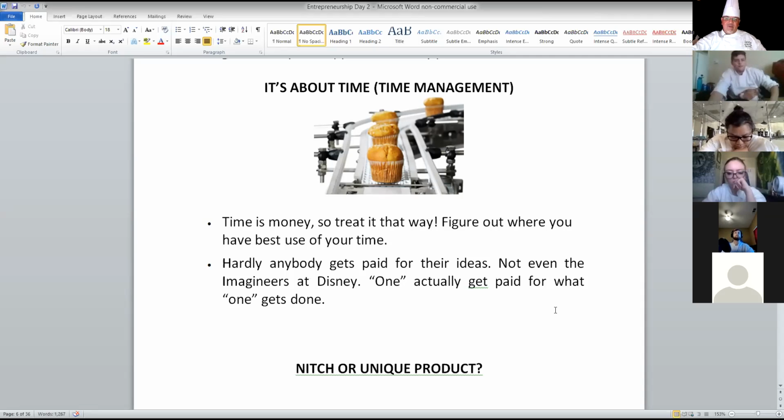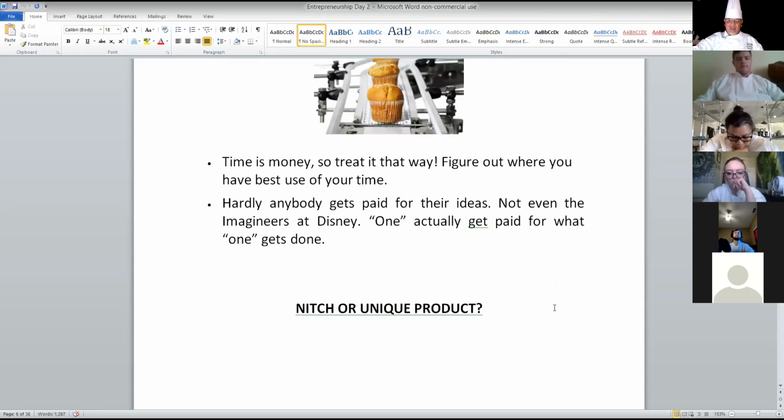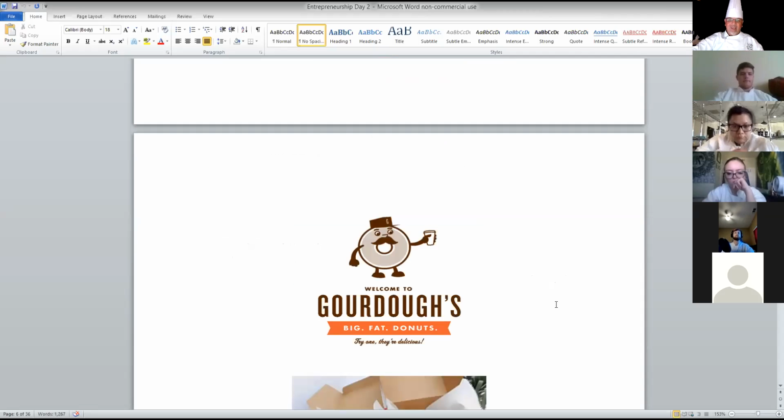What you do is going to pay off in the long term. Hardly anybody gets paid for their ideas, not even the Imagineers at Disney. One can actually get paid for what one gets done. So what are you getting done, right? Niche or unique product, okay?